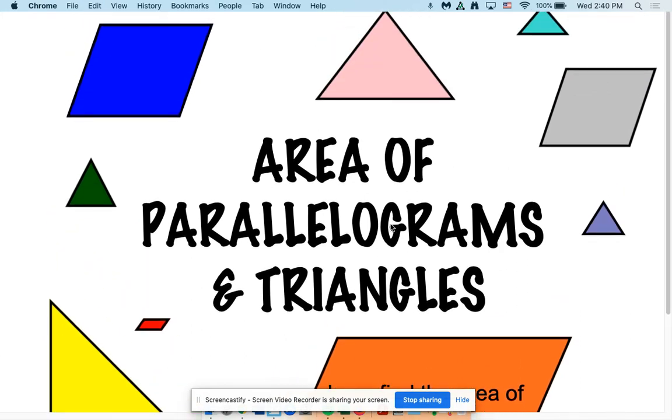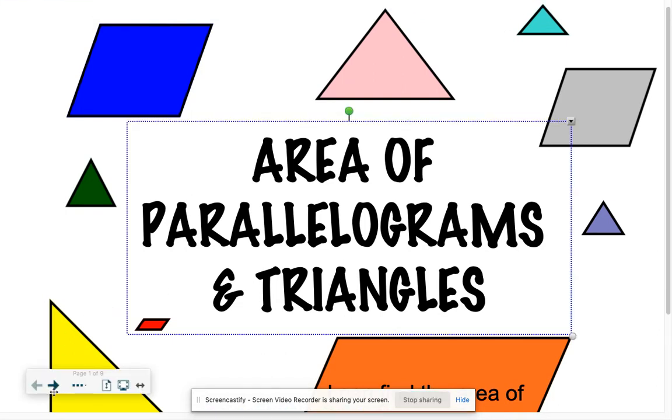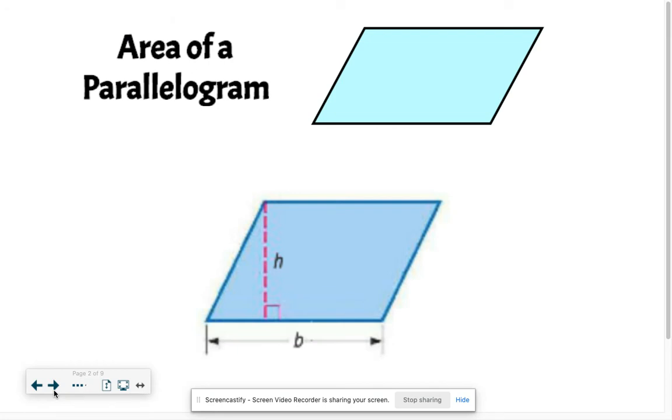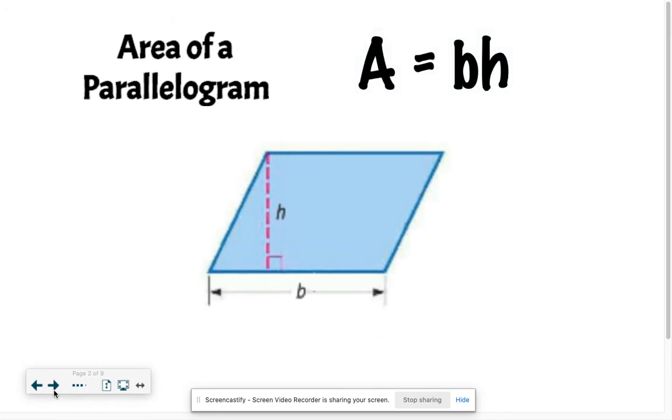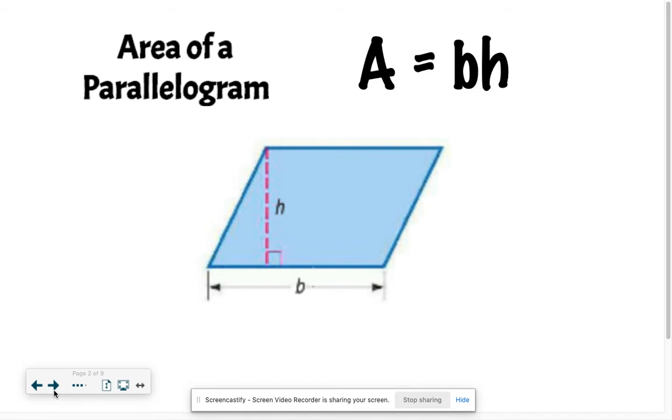Okay. So first things first, let's write down what our formulas are for these. So area of a parallelogram is simply base times height. Again, it's pretty obvious. Your base is right here, and your height is right there. Just always look for that right angle. Your base and your height are always perpendicular.